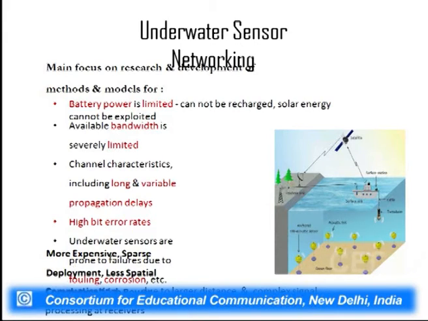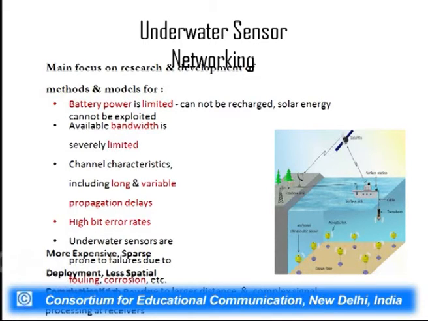The other is bandwidth. Bandwidth is severely limited over here, and it has its own channel characteristics. The wireless channel underwater has characteristics like long propagation delays, and these delays generally vary over time and over space. Also, we have high bit error rates during transmission.